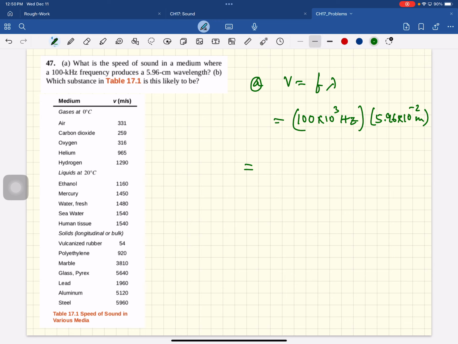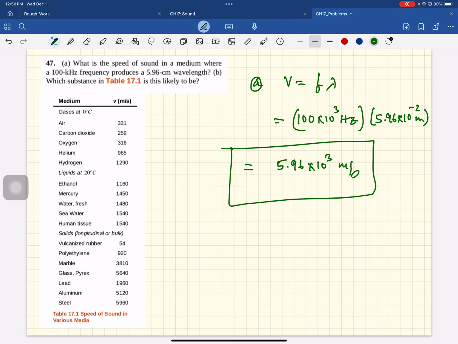So 5.96 times 10 to the 3 meters per second. Okay, 6,000 meters per second, 6 kilometers. So, oh, there it is, steel. So the medium is steel.